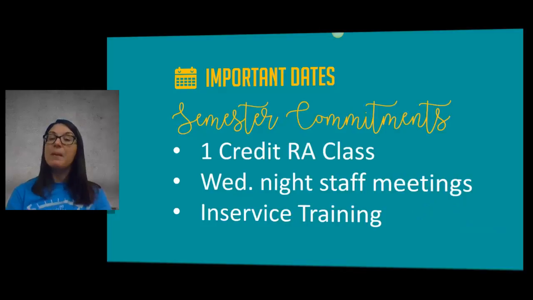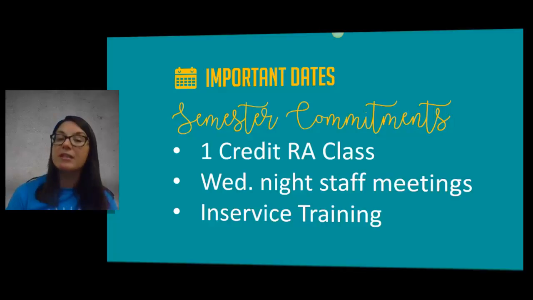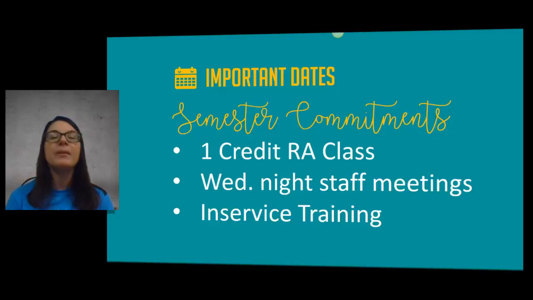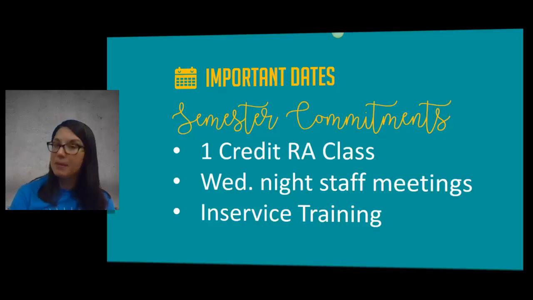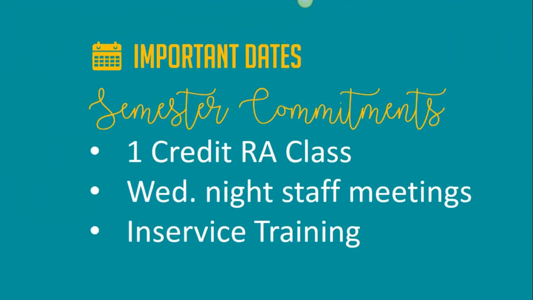So next, other important commitments that are a part of the RA position is that in the fall semester, you'll be required to take a 1-credit RA class. You'll be able to sign up for that class after you accept the position, for one of a variety of times that we make available that fit your academic schedule. Next, again, make sure to keep your Wednesday nights as clear as possible, in particular after 8 o'clock p.m., so you can participate in staff meetings. And then finally, there are a variety of in-service trainings that are offered. In the position description, we list those dates for your reference, so that you can note those and plan for them well in advance.